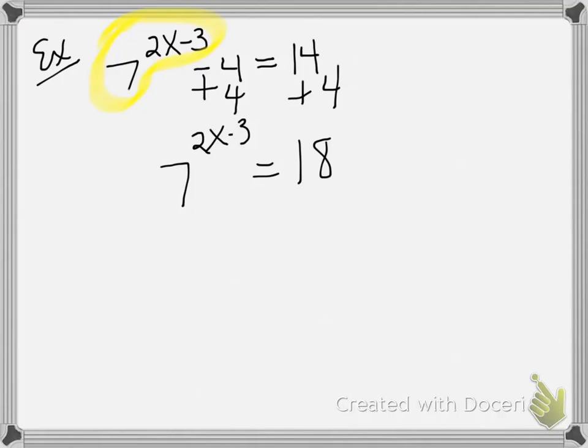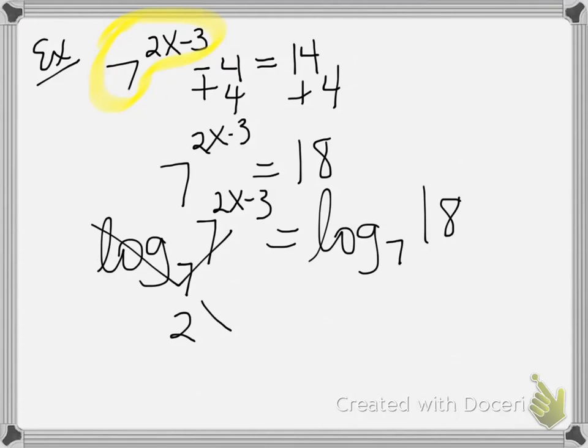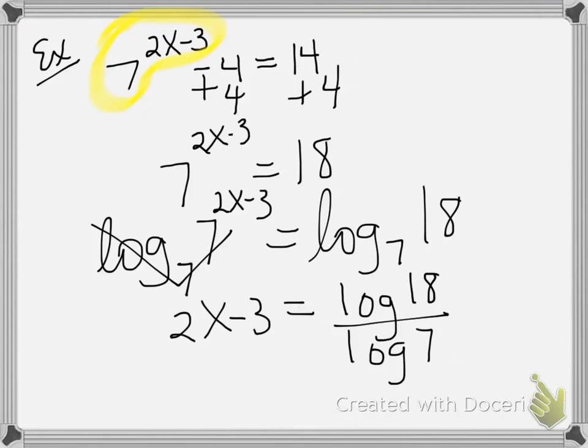So now that 7 to the 2x minus 3 is the only thing on the left side, I'm going to use log base 7 because I'm dealing with a base 7. So on both sides I have log base 7. And log base 7 gets rid of the 7. So I have 2x minus 3 equals log base 7 of 18, which we are going to rewrite as log 18 divided by log 7.